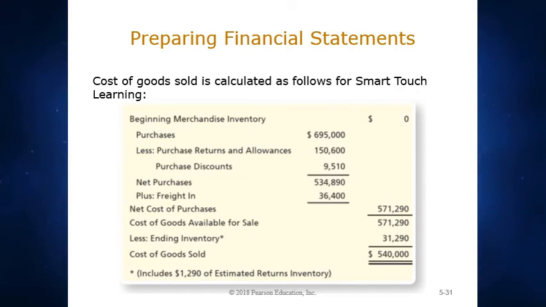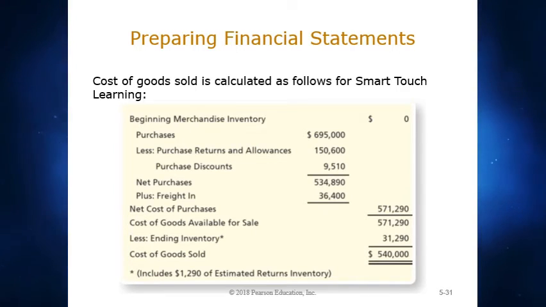So here we can see the calculation taking place to determine the cost of goods sold. So we have the initial purchases less the purchase returns and allowances less the purchase discounts gives us the net purchases, plus our freight in, because remember that freight cost does have to translate to our inventory as well. So plus the freight in, and then we have our net cost of the purchases.